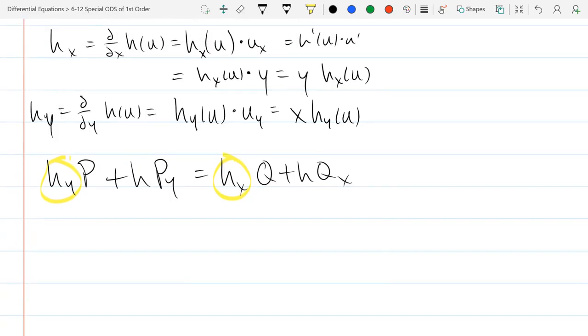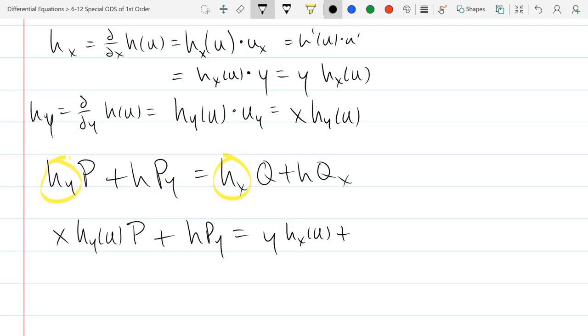So we said our HY was X, HYU times P plus HPY equals HX is Y, HXU plus HQX. And what we're going to do now is get all the H primes on one side.